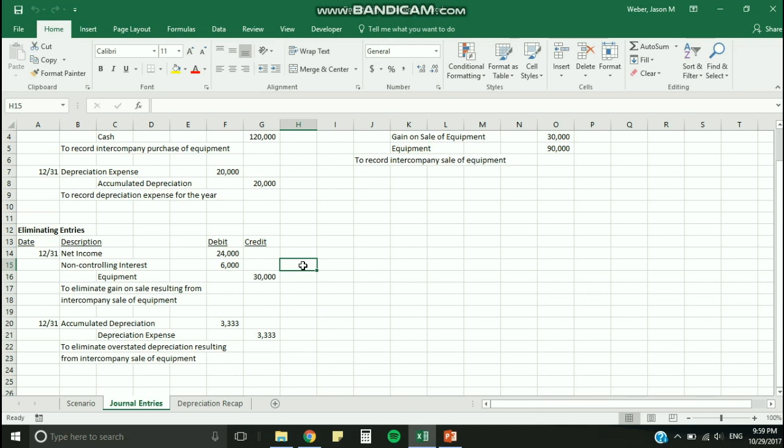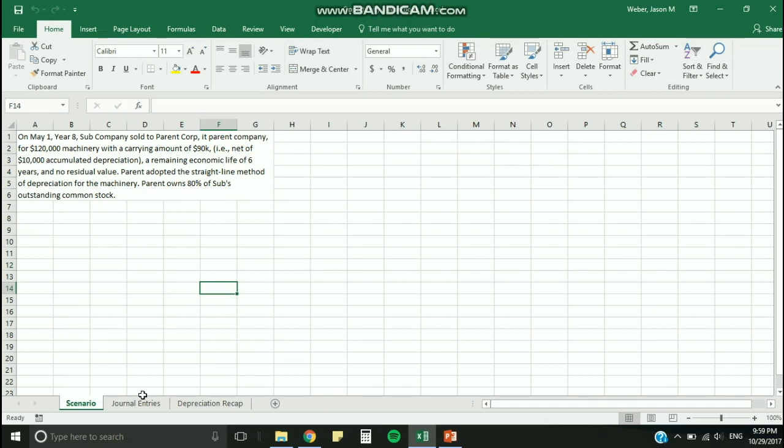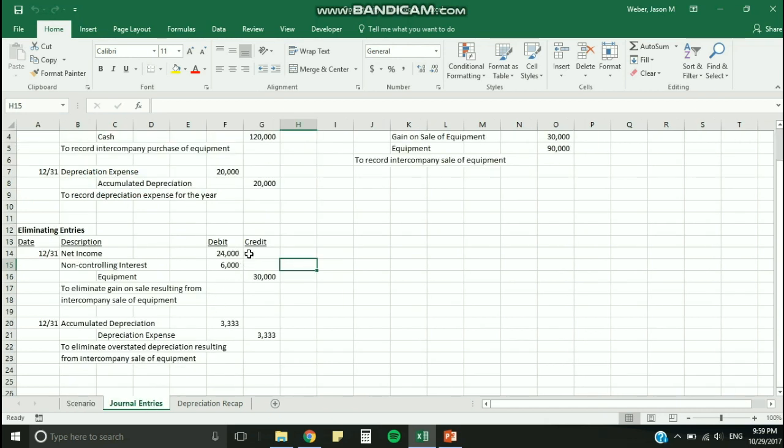If the subsidiary had sold the equipment to an outside party, the parent company would have received $24,000 of the gain on sale, and the non-controlling interest would have received $6,000 of the gain on sale. Thus, because the parent company owns only 80% of the outstanding common stock, $24,000 of the net income, the gain on sale of equipment that arose from the sale of equipment, must be eliminated from the net income of the consolidated corporation, while $6,000, 20% of the $30,000 gain, must be eliminated from the non-controlling interest. And this eliminating entry eliminates the gain on sale resulting from the intercompany sale of equipment.